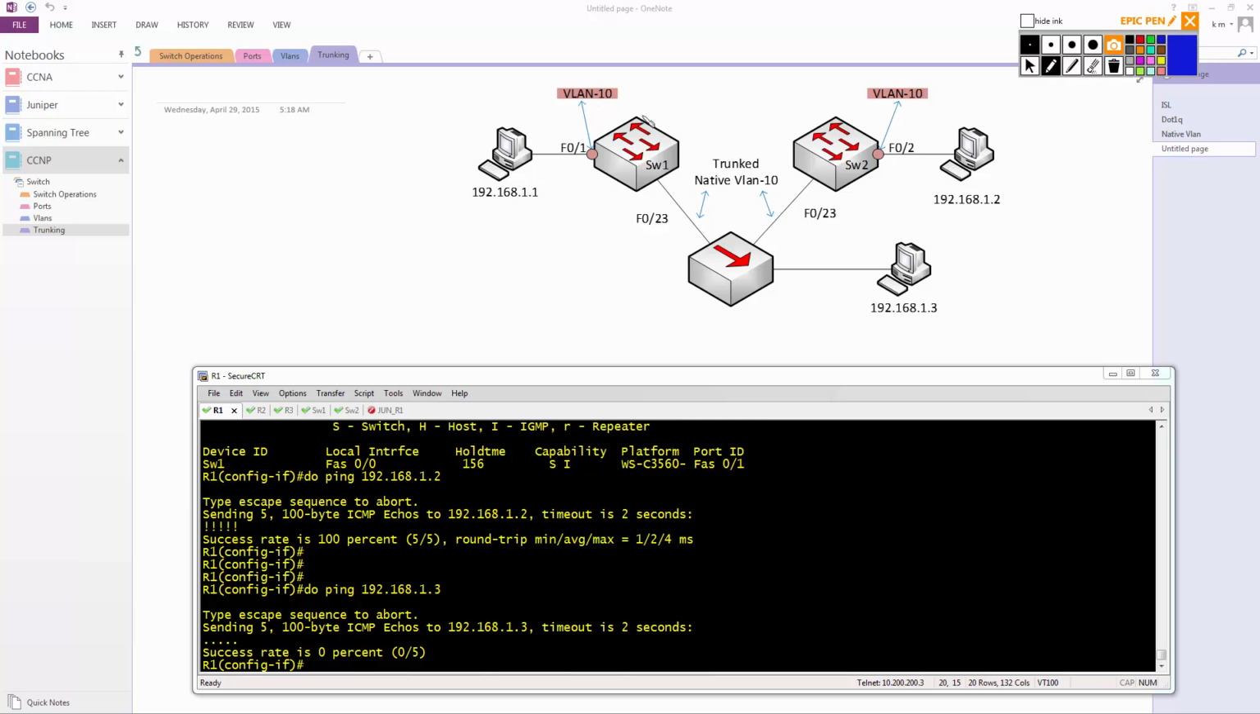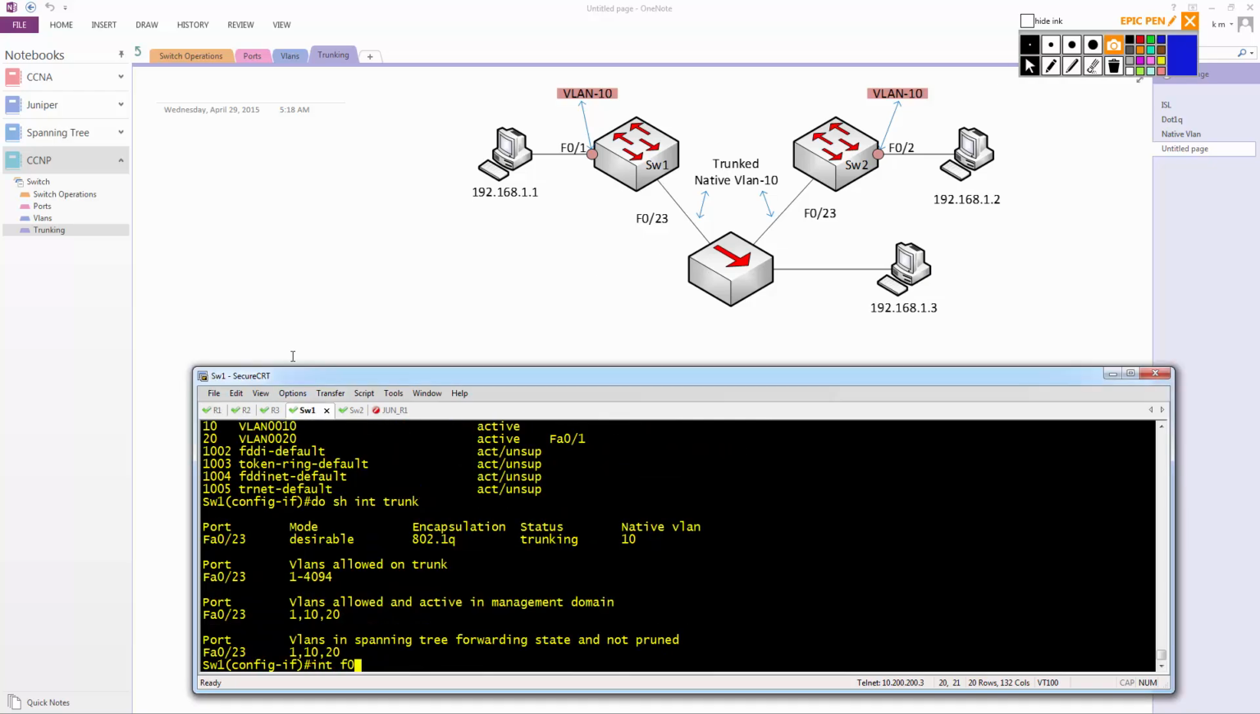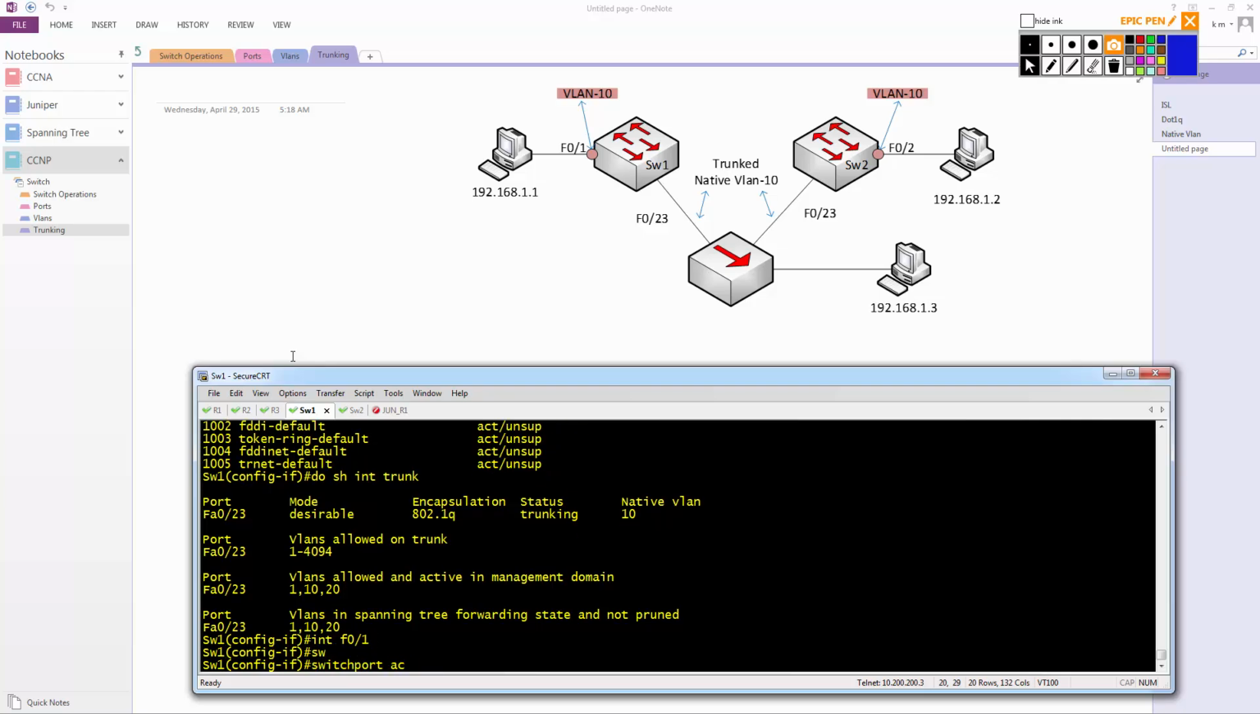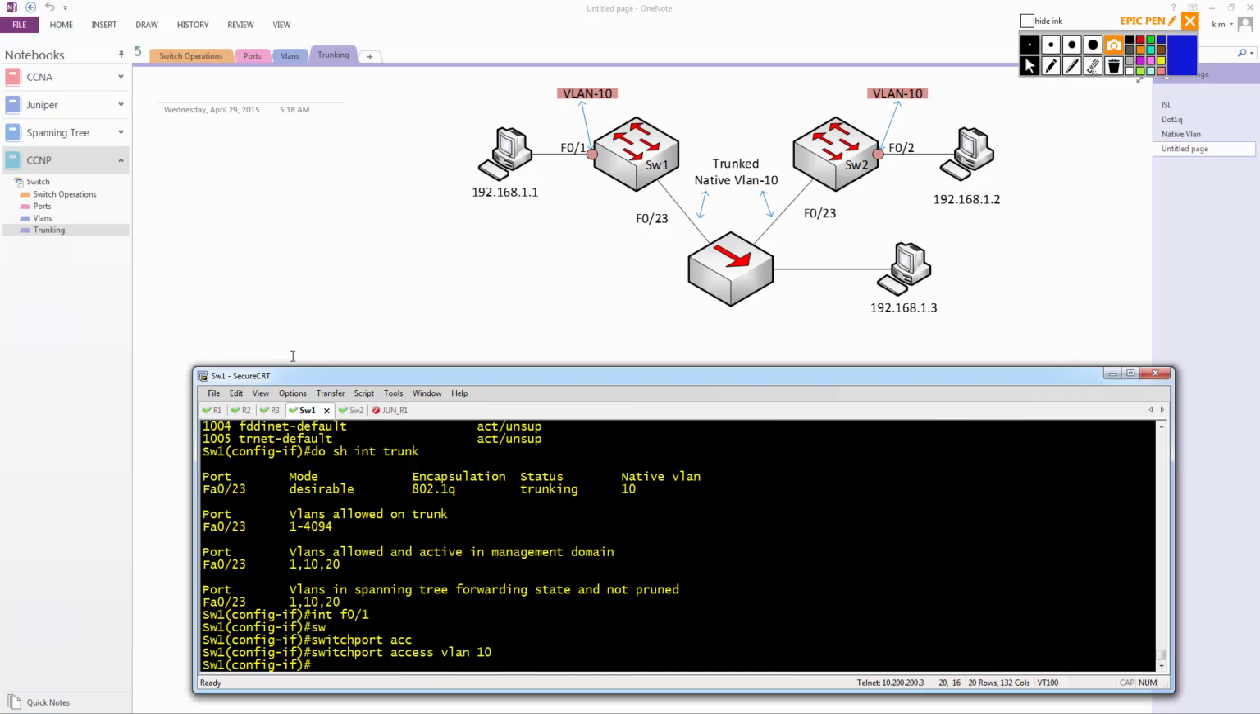Now, we're going to keep this as VLAN 10. If this traffic is tagged, as you saw here, we have failed pings. That means if I put these in VLAN 10, if this is tagged, I should not be able to ping PC3. If it's untagged, I should be able to ping it. So, it's a simple configuration. All we have to do is go over here to switch 1, go into FA0/1, and say switchport access VLAN 10.